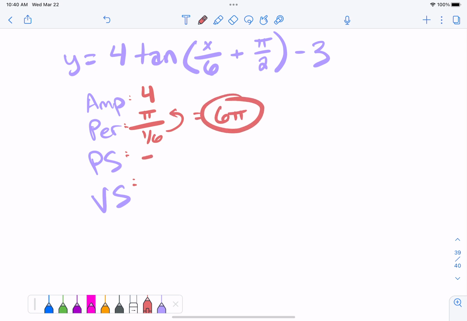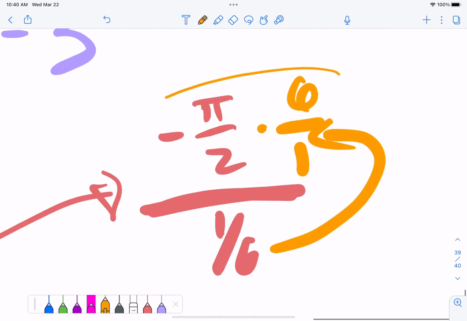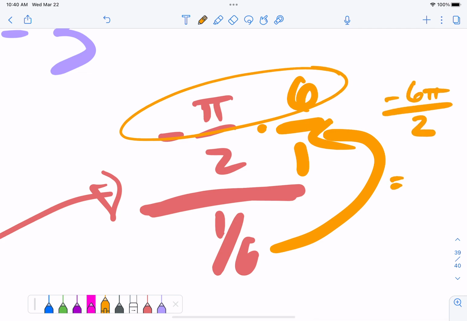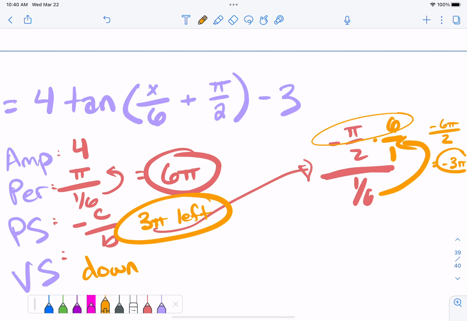Okay, phase shift is negative C over B. C is negative pi over 2. Over B, what's B? 1/6. Okay, so if I flip him to the top, that would be times 6 over 1, right? If I multiply these, this would be negative 6 pi over 2, which is negative 3 pi. So he has 3 pi to the left. Do you see that? 3 pi left, or you can say negative 3 pi. Either one. Okay, and then down 3. You see how that works?